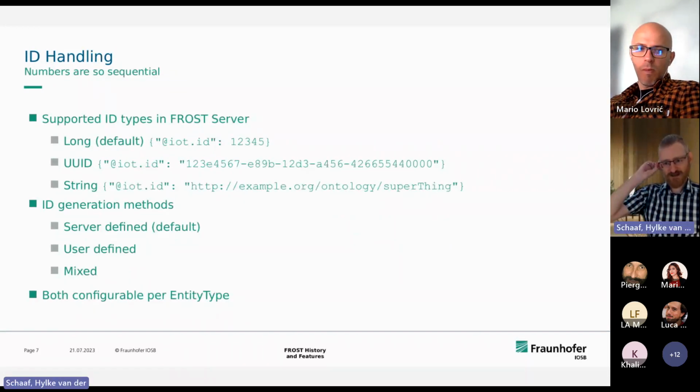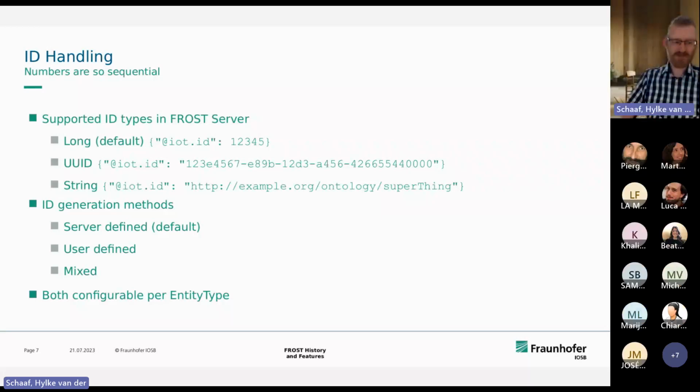So identifiers: just numbers is often not enough. There are many use cases where you need, for instance, to have your things with a UUID or a string ID because it's semantically more useful. So in Frost, you can specify for every entity type what the primary key type is. And you can also specify per entity type whether a user is allowed to set the primary key, or whether the server has to generate it, or whether both are allowed.